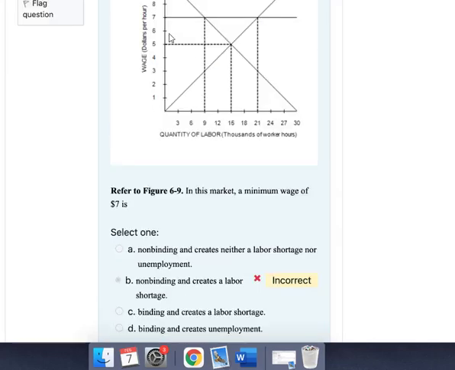So this one shows us a minimum wage of $7. Equilibrium wage would be $5. At $7, the supply is greater than the demand. This is a binding price floor, and it's going to create unemployment. Look, this is the supply of labor, which is greater than the demand of labor.